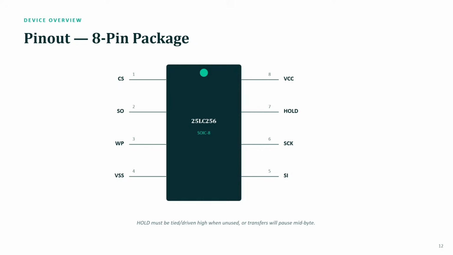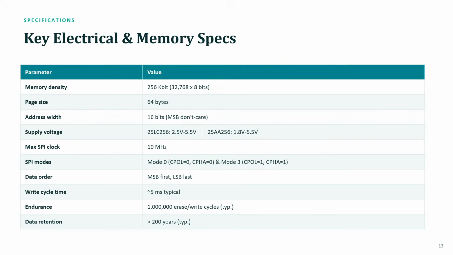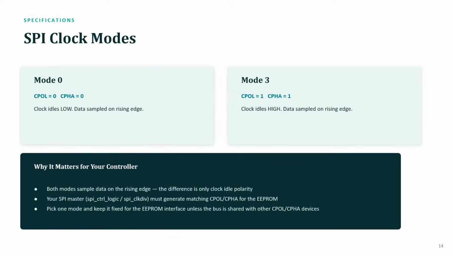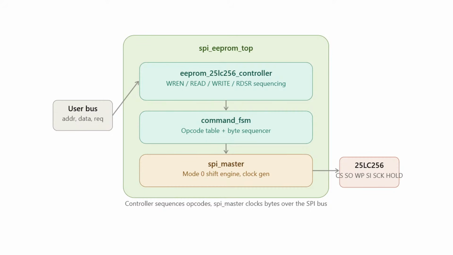So these are the different kinds of pins which my chip is going to have as the interface. Okay. Now, these are the key electrical characteristics. I will share the slides with you so you can check out all the key electrical characteristics. And for SPI clock modes, we are going to use mode 0 as of now.